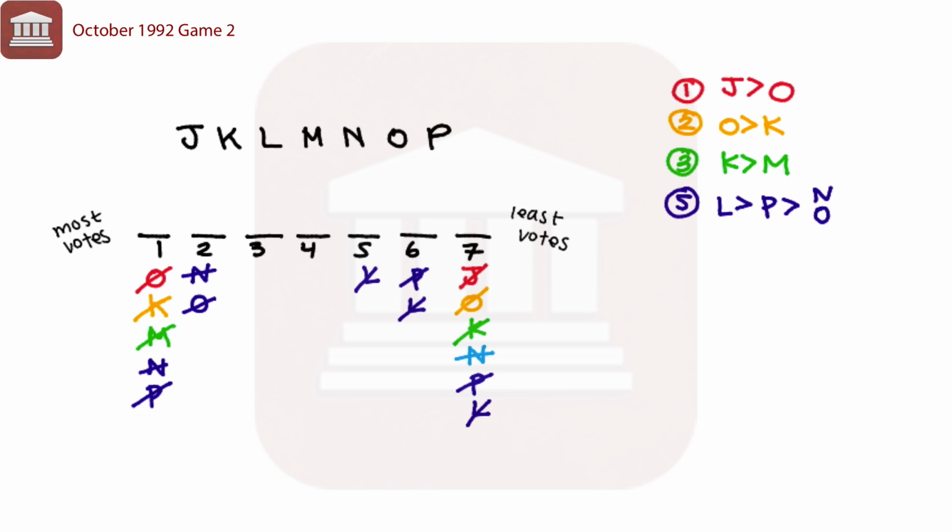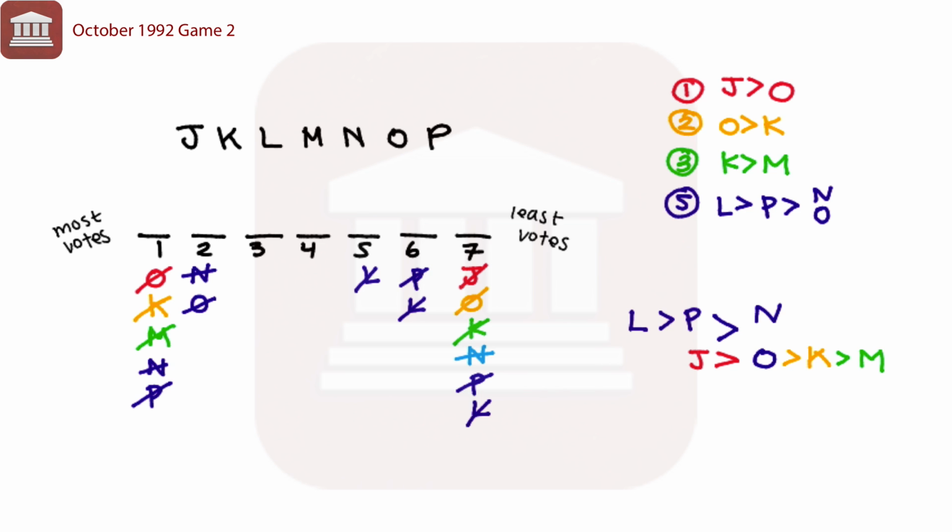Okay, so let's create a long chain connecting our rules. So we know from rule number 5 that L is going to be before P, and P is going to be before N and O. We know from rule number 1 that J is before O. We know from rule number 2 that O is before K. And we know from rule number 3 that K is going to have more votes than M, so K is going to be before M.